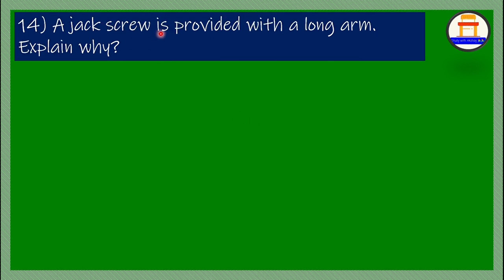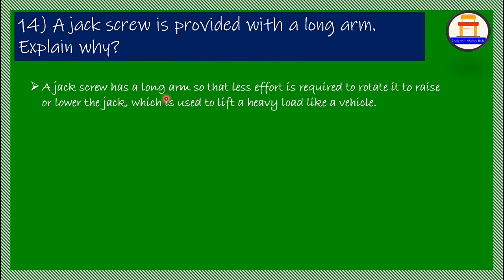A jack screw is provided with a long arm. Explain why. Again, this is a give reason question. So write the same sentence or phrase so that less effort is required to rotate it to raise or lower the jack, which is used to lift a heavy load like a vehicle.